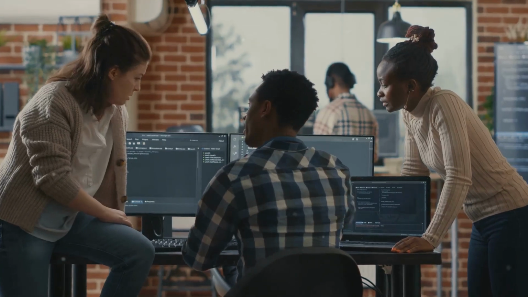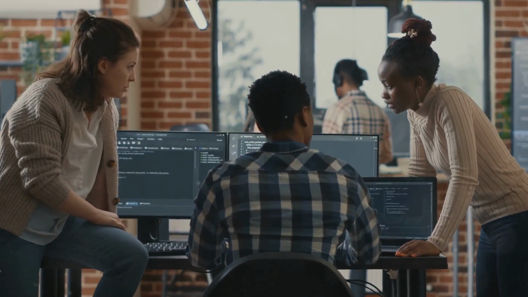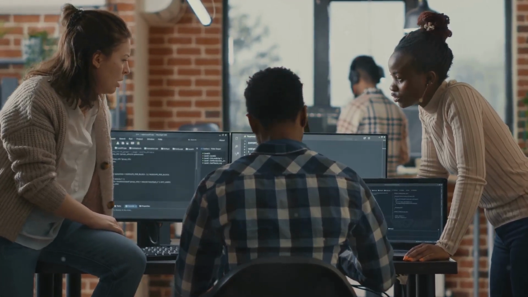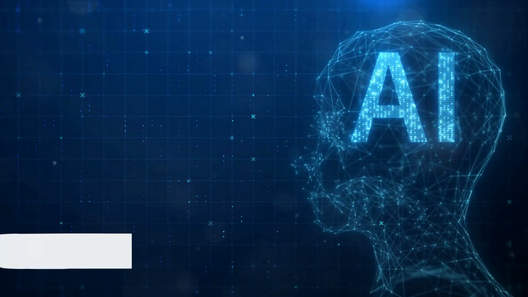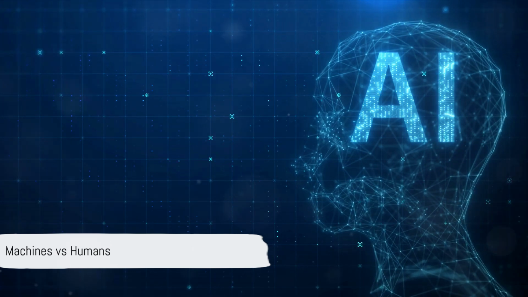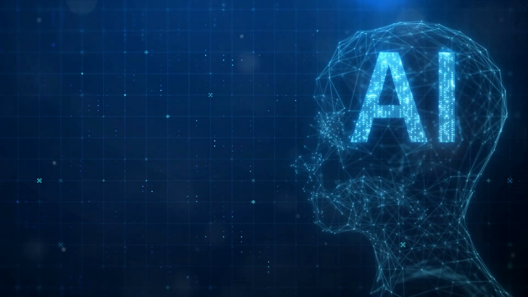Remember, while machines can learn and adapt, they do not possess consciousness or emotions. They don't understand context in the way humans do. So, while they can aid and augment human efforts, they cannot replace the human touch.